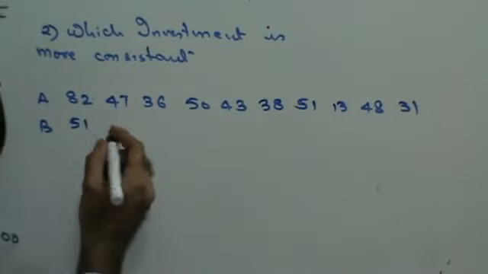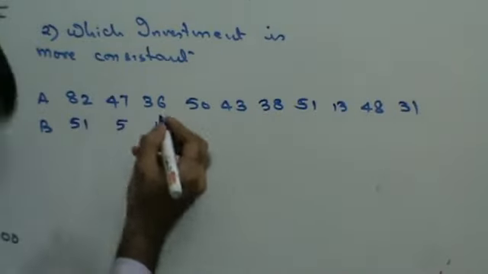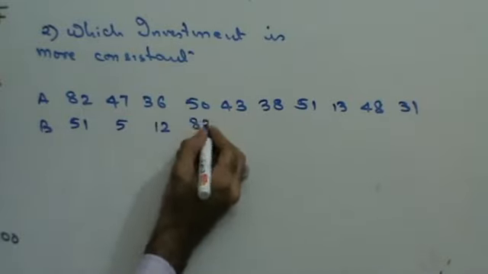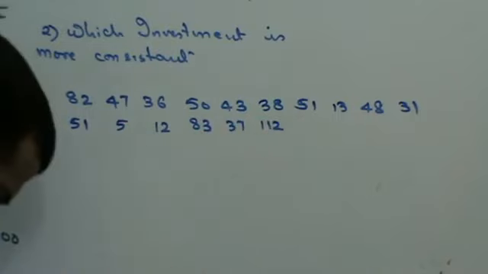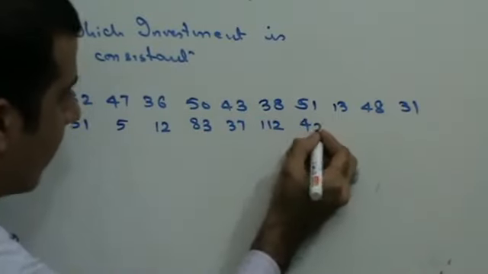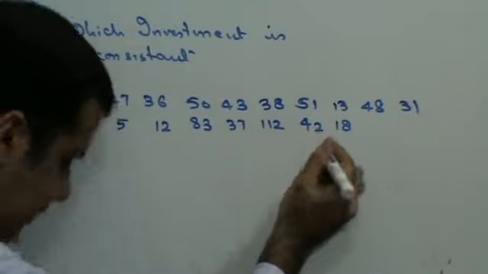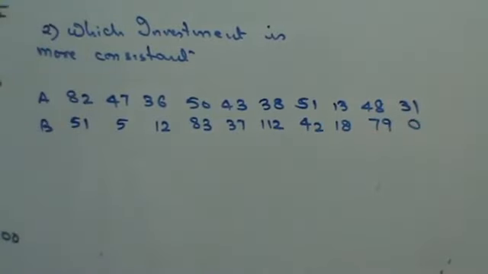Similarly, for B: 51, 5, 12, 83, 37, 112, 42, 18, 79 and 0. These are your returns for investment B. You have to find out which investment is more consistent. Look at the previous sum and solve this.